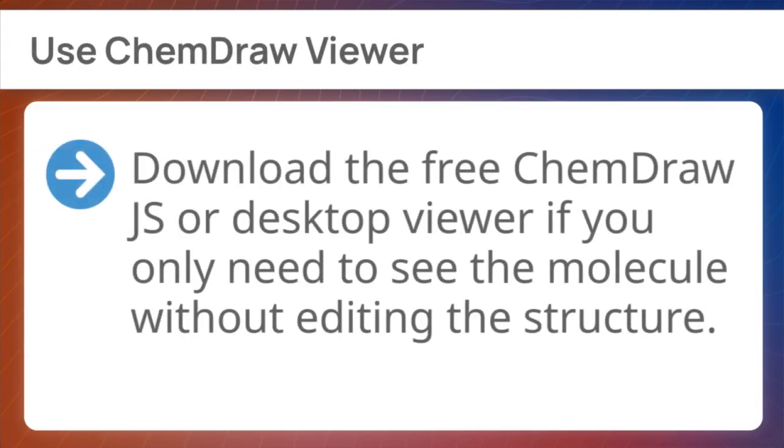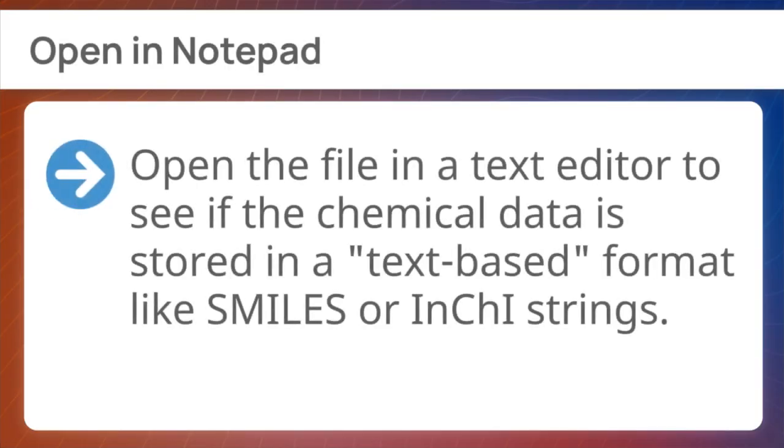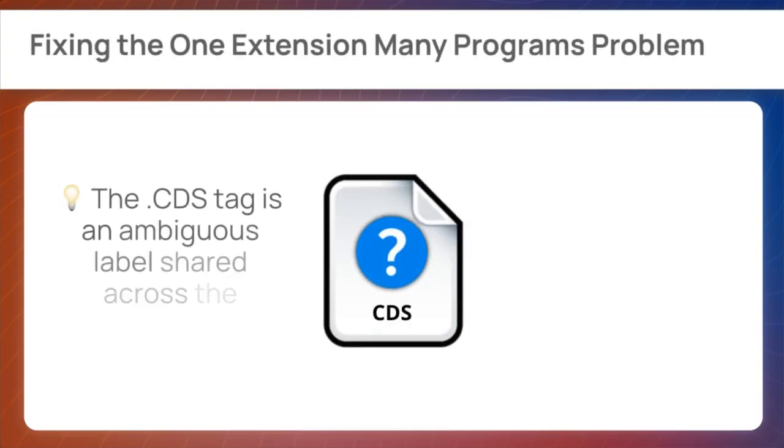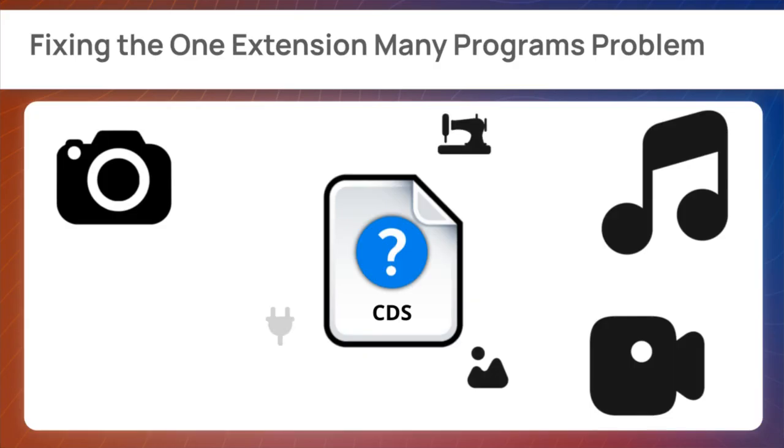Next, use ChemDraw Viewer. Download the free ChemDraw JS or desktop viewer if you only need to see the molecule without editing the structure. Finally, open in Notepad. Open the file in a text editor to see if the chemical data is stored in a text-based format like SMILES or InChI strings. If compatibility checks failed, it is likely because the file extension name is shared by different developers for unrelated formats, causing your PC to use the wrong reading language.